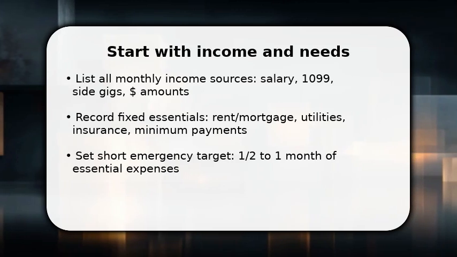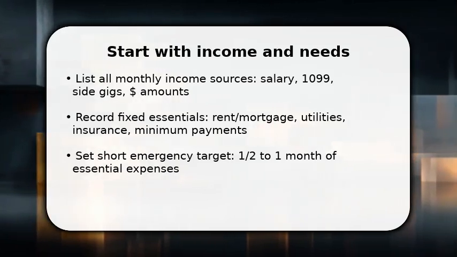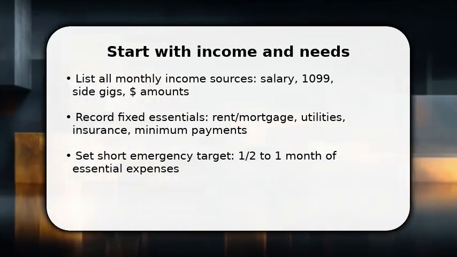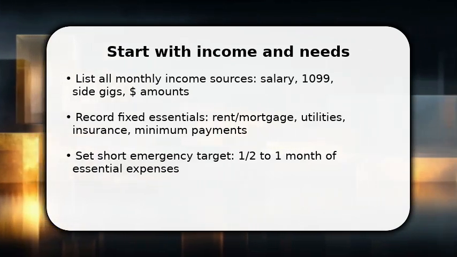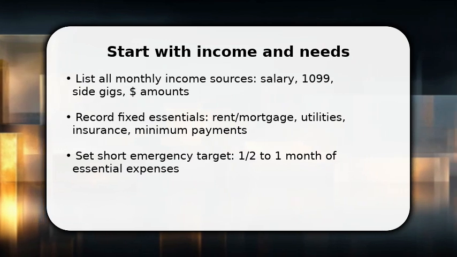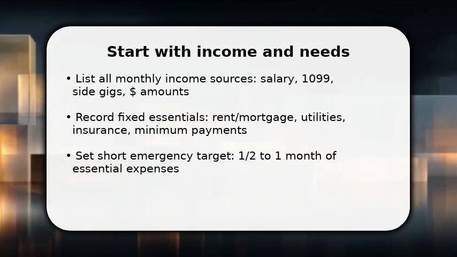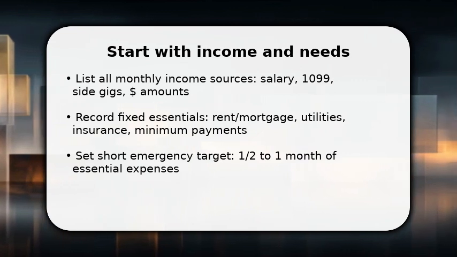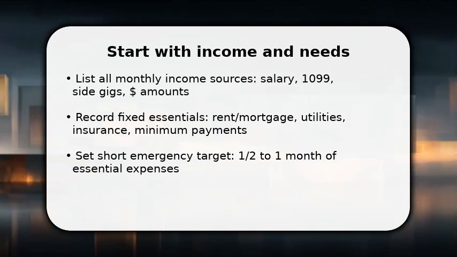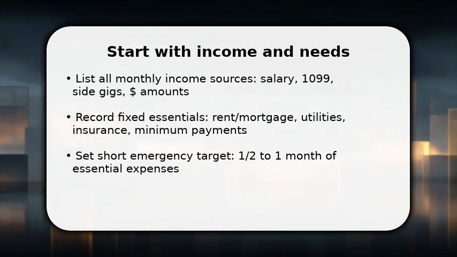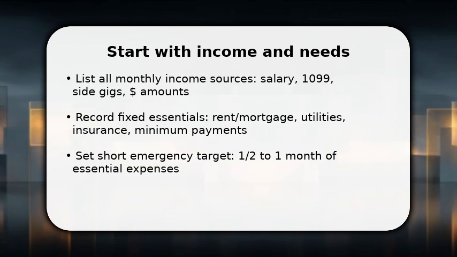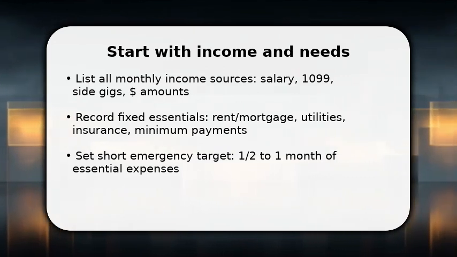You begin by logging every income source and its exact dollar value. This is your baseline. Once done, tally fixed essentials: rent, utilities, insurance, loan minimums, because these must be covered first. Next, choose an emergency target, 1/2 to 1 month of essential expenses to start. It reduces stress while you figure variable spending. Make sure to use actual numbers, not estimates, so your next steps are accurate and actionable.